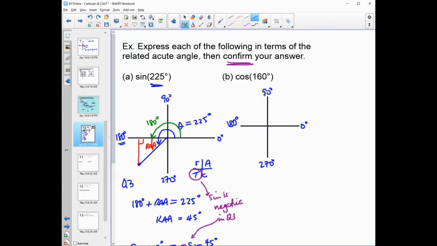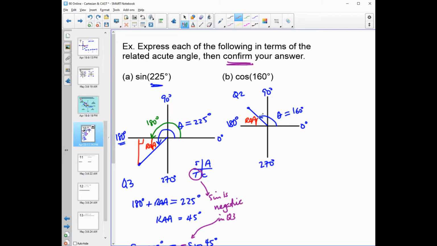The angle 160 degrees is in quadrant 2. And so, just draw my terminal arm there. That means the angle itself is there. That is theta equals 160 degrees. And now we look for the related acute angle. Now, I didn't mention this before. The related acute angle is always measured with respect to the x-axis, to the closest x-axis. So in this case, there is my related acute angle.